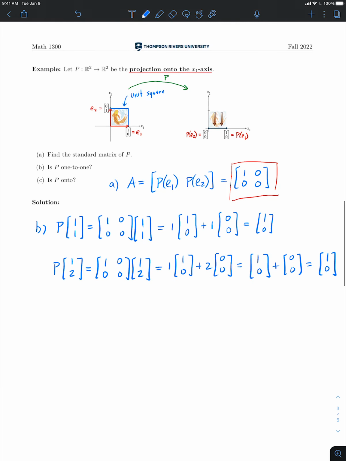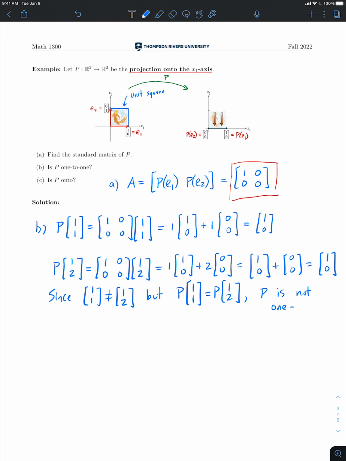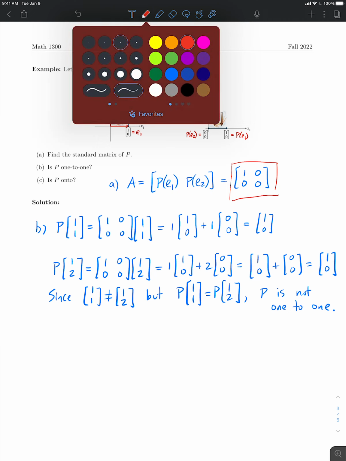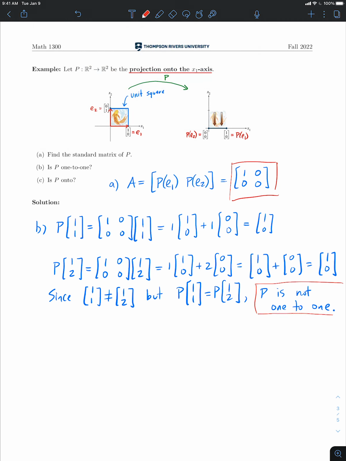For that reason, let's write this formally. Since we have (1, 1) is not equal to (1, 2), those were our two input vectors which were distinct, but P of (1, 1) equals P of (1, 2), because they both were equal to the vector (1, 0), that's exactly enough to refute any claim that P is 1 to 1. So we can say P is not 1 to 1. Okay, so that is our fully rigorous answer to part B.